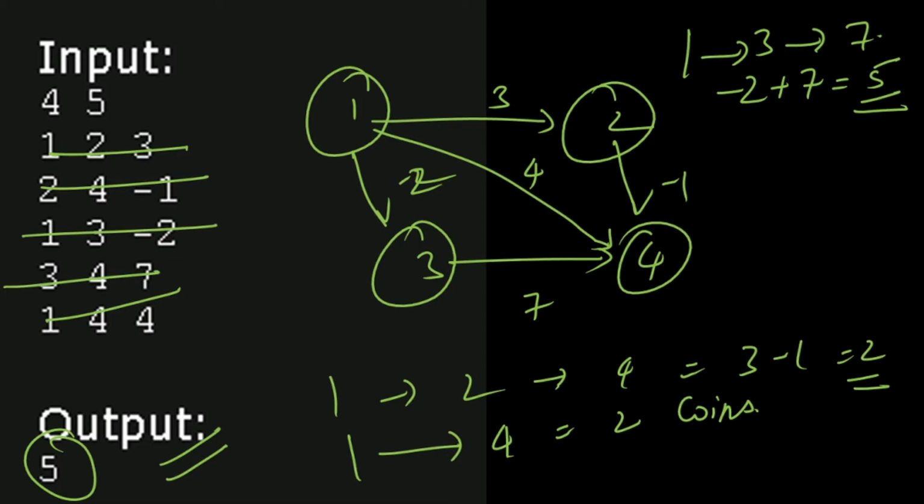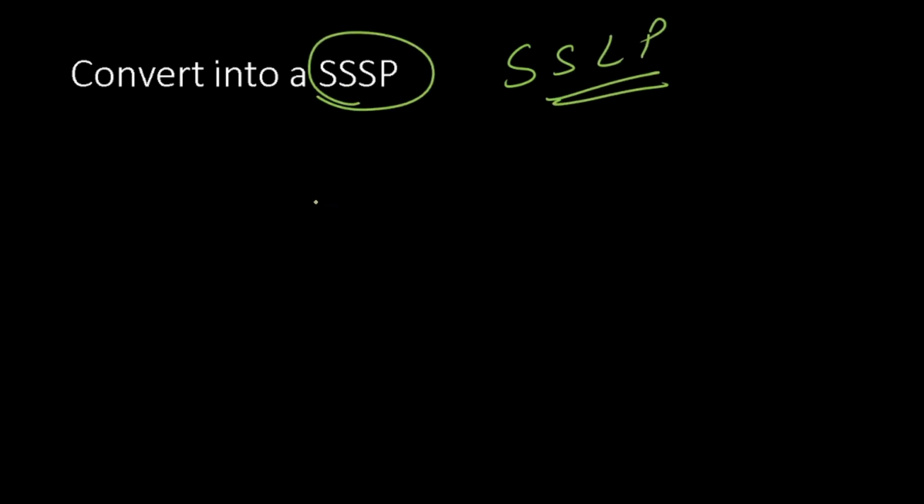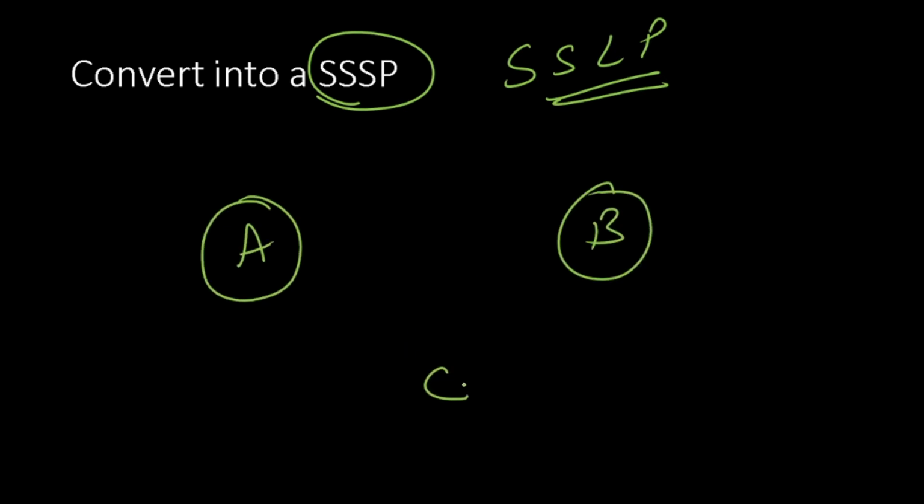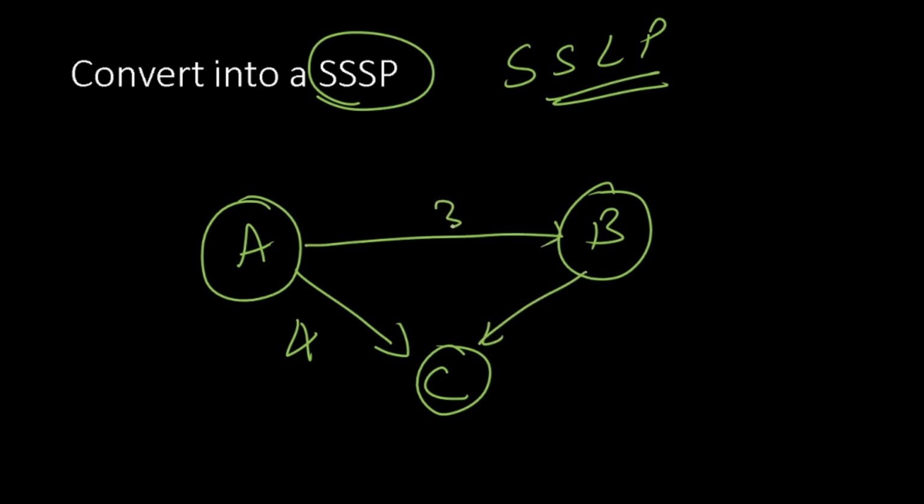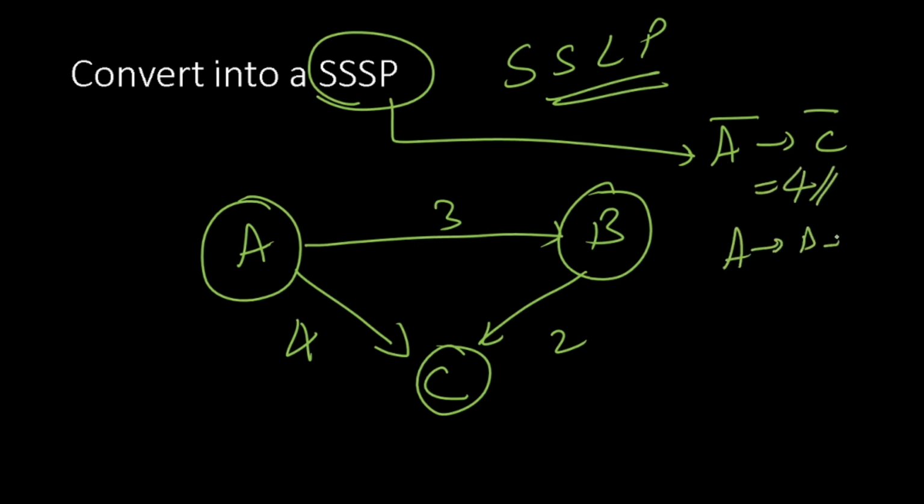So let's see if we have a proper strategy to solve this problem. Since we do not know how to solve a single source longest path problem, let's convert it into a single source shortest path problem. How do we do that? Consider that there are 3 nodes A, B and C, and C is our final destination. The direct path from A to C costs 4. A to B and B to C cost 3 and 2. So according to SSSP, the answer is A to C, which is 4, and A to B to C, which will be the single source longest path, is 5. We are supposed to get 5.